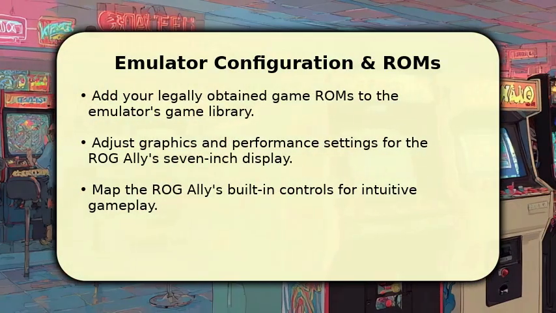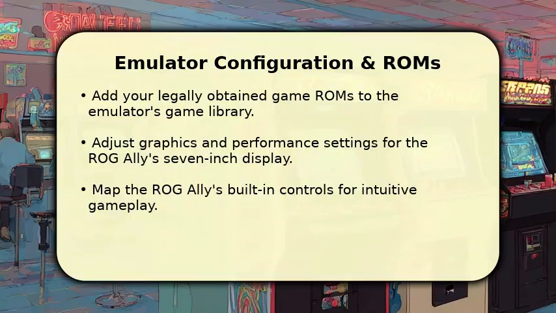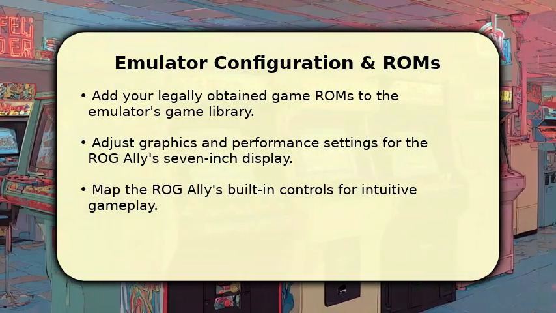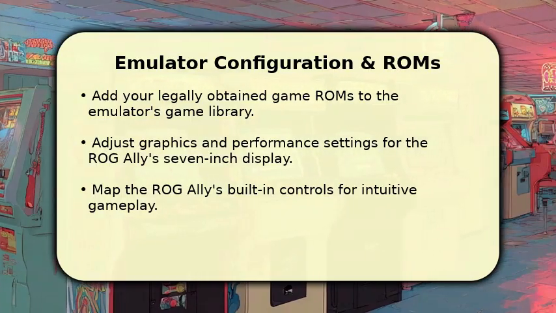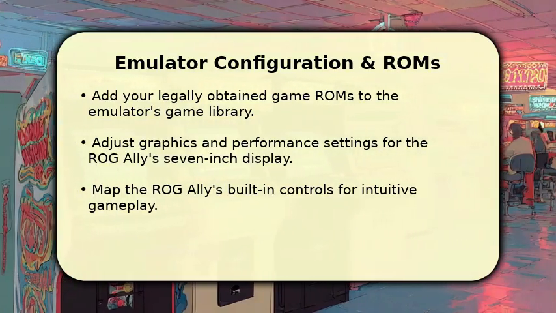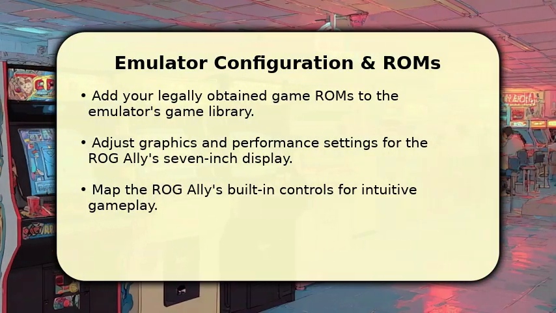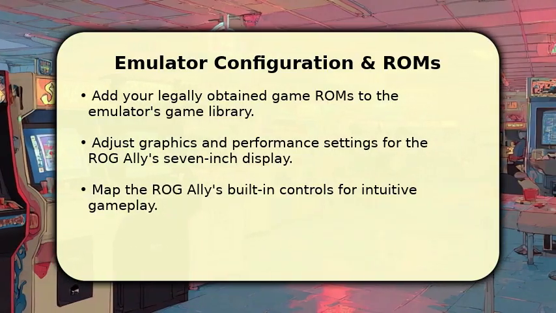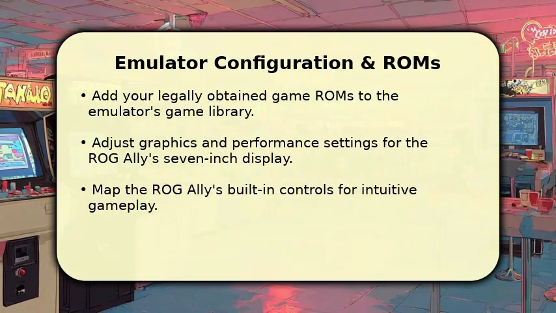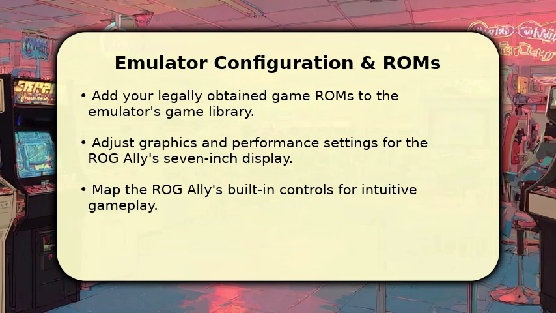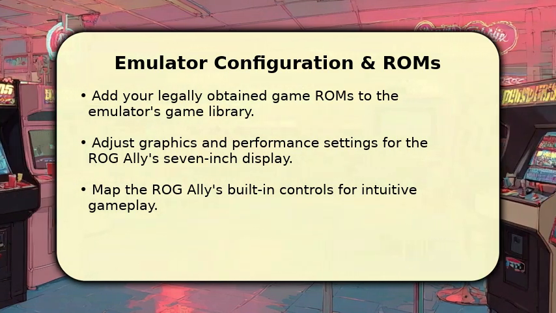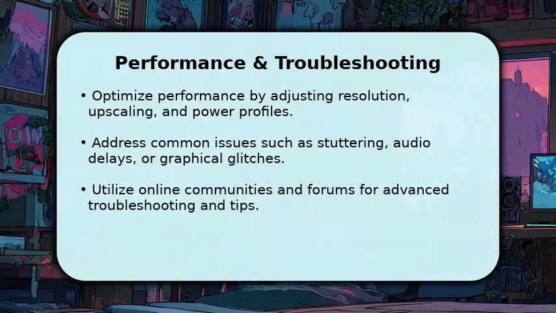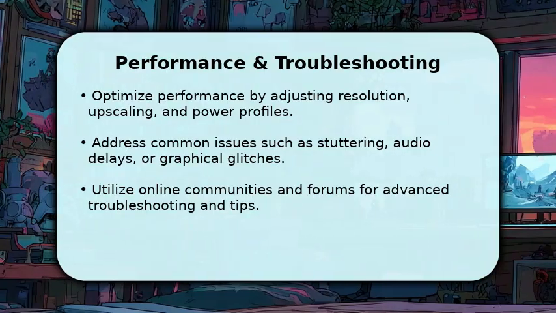Once your emulator is installed, it's time to add your game files. Navigate to the emulator settings to specify the folder where your ROMs are stored. Then, optimize the graphics and performance settings. You might adjust resolution, upscaling, or frame rate limits to suit the ROG Ally's powerful hardware and its vibrant 7-inch display. Finally, configure the controls, ensuring the built-in joysticks, buttons, and triggers are perfectly mapped for an authentic Nintendo gaming feel.